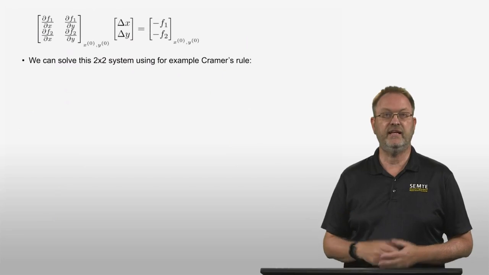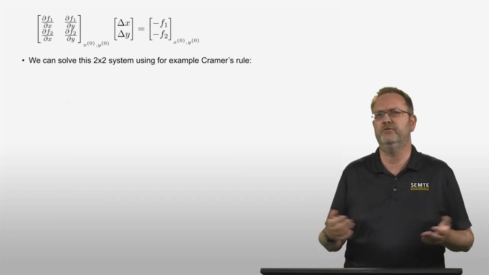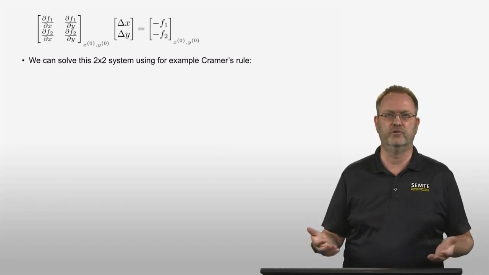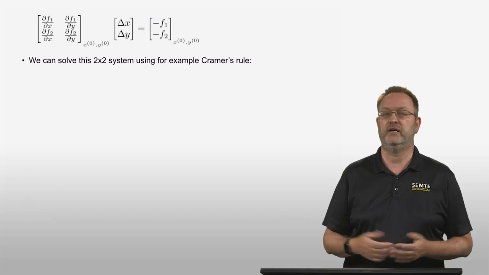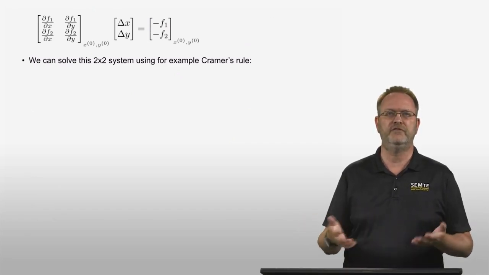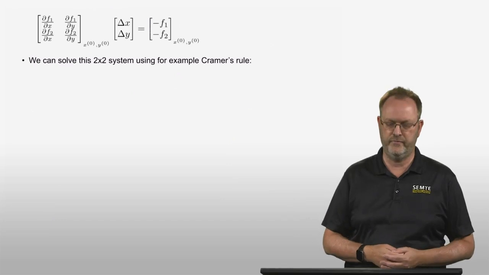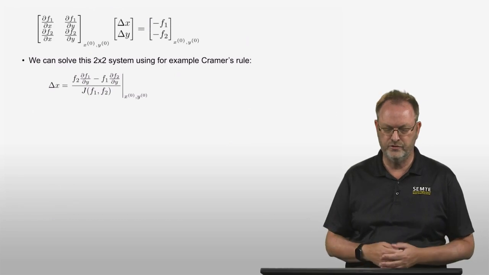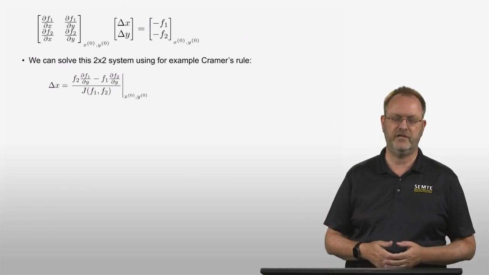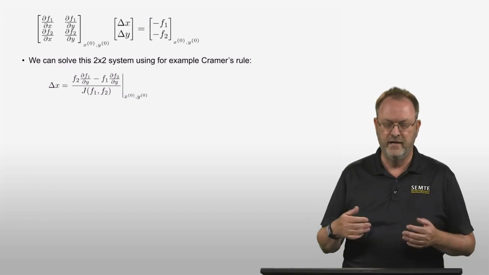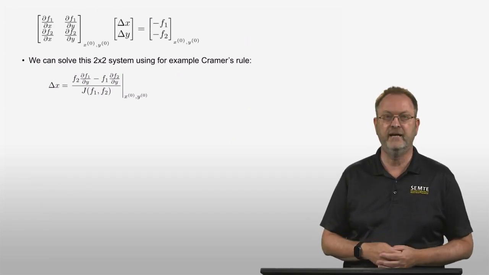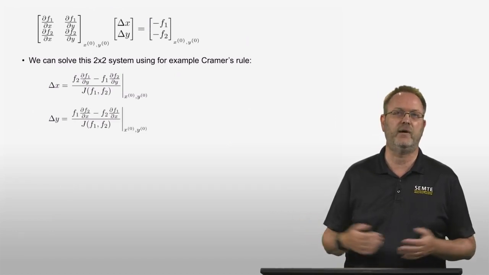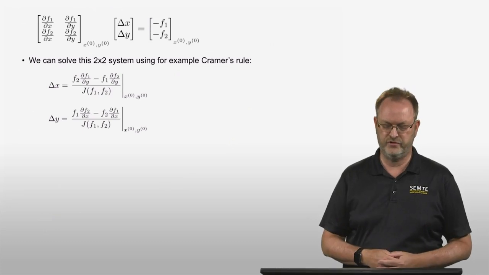Okay, so let's take these and let's solve this matrix system. It's a 2x2 system, so it's straightforward to use, for example, Cramer's rule. We don't really have to use the Gauss-Jordan method. We could, of course, but let's just solve this analytically with Cramer's rule. So if we apply Cramer's rule, then delta x would be equal to f2 times the partial derivative of f1 with respect to y minus f1 times df2/dy divided by a J that I'm going to talk about in a second, and we get the delta y accordingly using Cramer's rule.